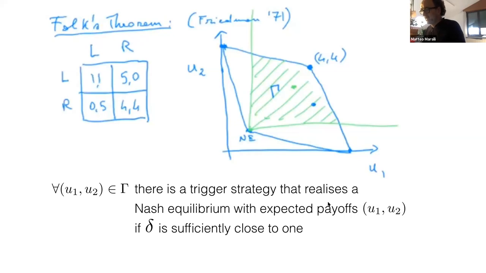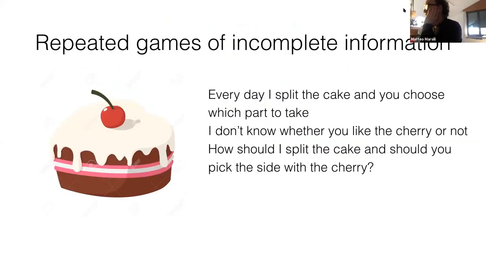Okay, so let me finish by mentioning what happens. This is the case of repeated games where agents have complete information about the game. They know whom they are playing with, they know what the rules are, etc. So imagine that instead you have a situation where you don't know exactly the payoffs, or you don't know exactly who you are playing with. This is the subject of repeated games of incomplete information.